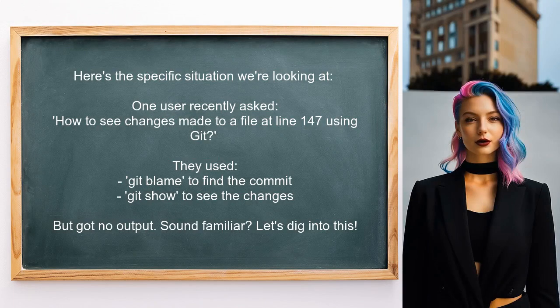Here's the specific situation we're looking at. One user recently asked how to see the changes made to a file at line 147 using Git. They used the command git blame to find the commit, but when they tried to use git show to see the changes, they got no output. Sound familiar? Let's dig into this together and find a solution.